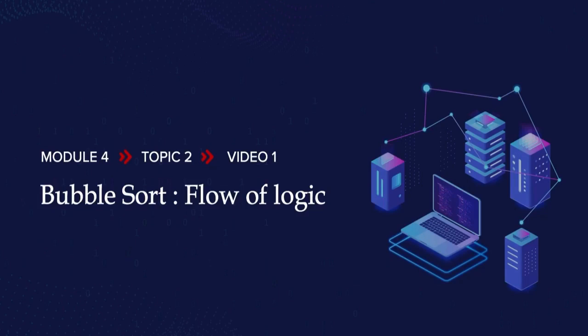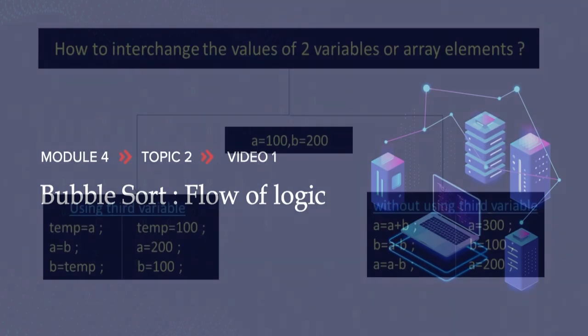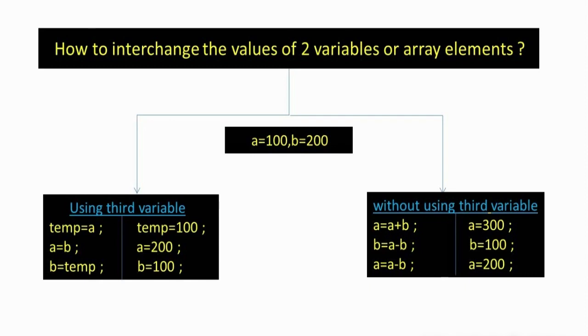Now I want to cover the topic of sorting. A sorting technique is a method in which we arrange the array elements either in ascending or descending order. But before going for this topic, I must tell you how we interchange the values of two variables or array elements. Interchanging is also called swapping.